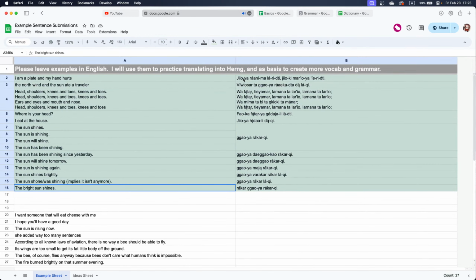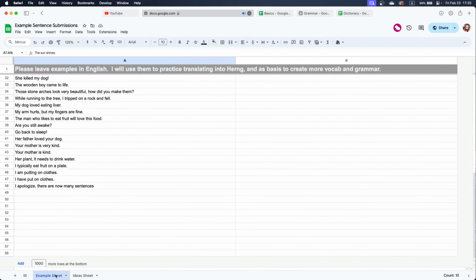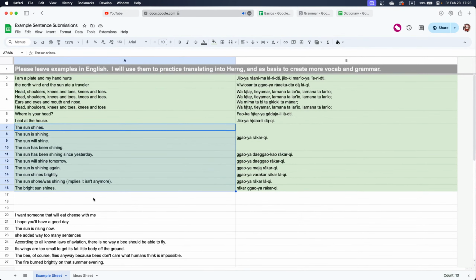Okay, so that is 10 sentences out of the way, which are all interrelated, so they're easy to do.